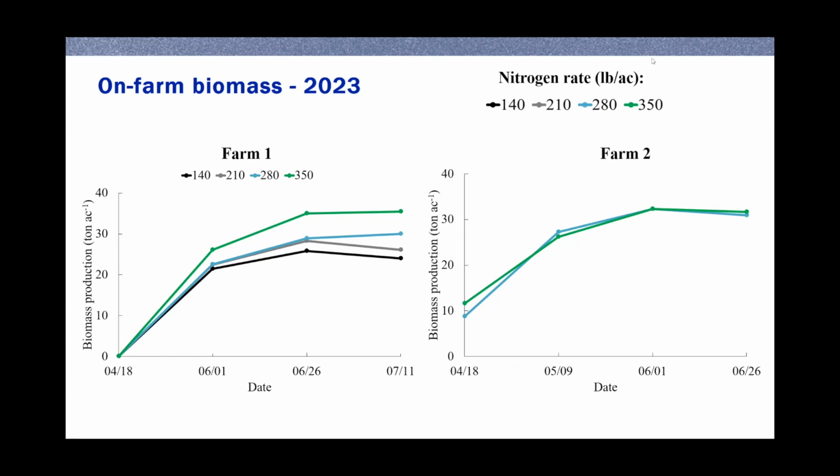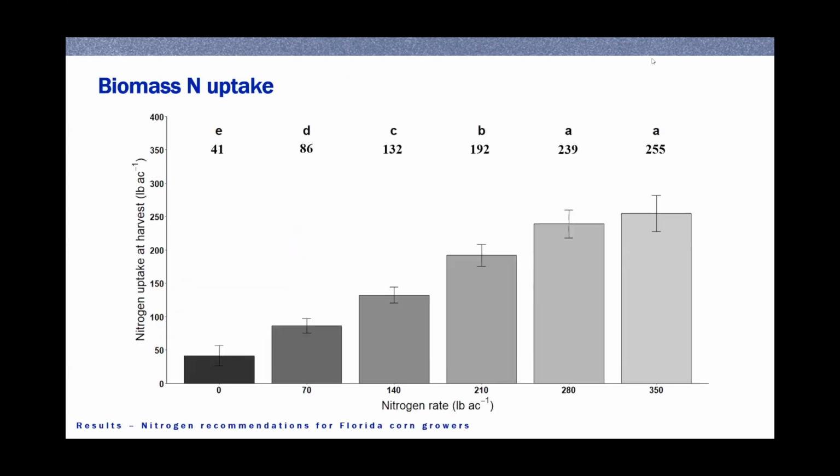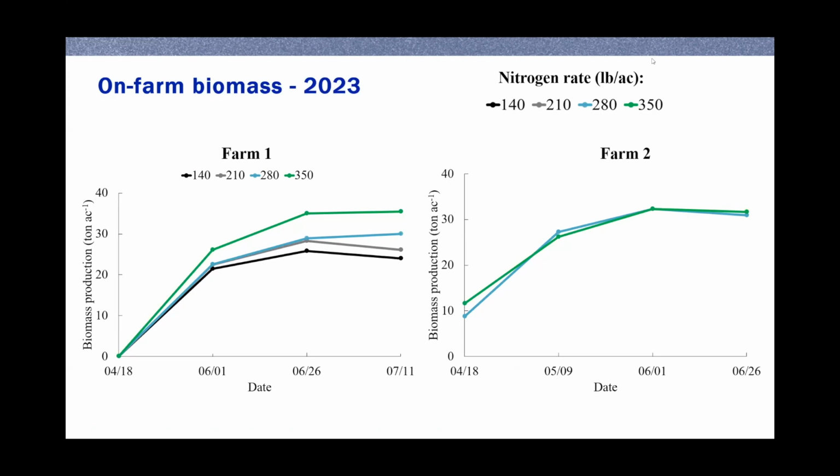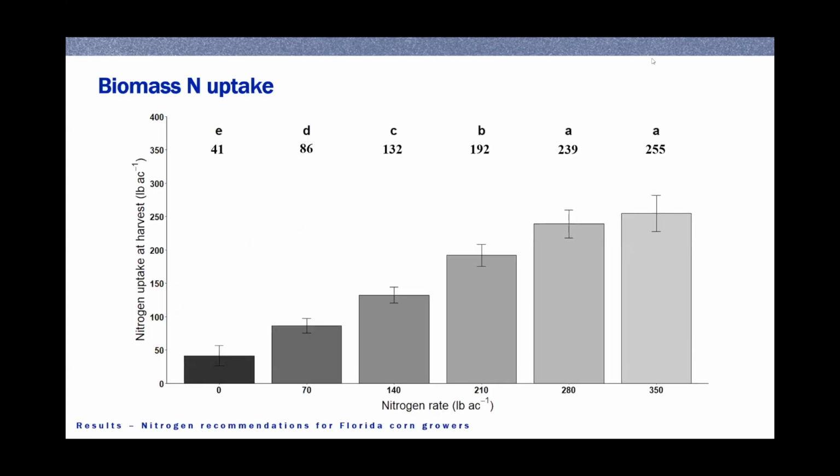On farm 1, the number of splits was between 4 to 5. However, on farm 2, the number of splits was more than 10. Biomass uptake was pretty much the same, following farm number 2 in my previous slide. 280 and 350 gave the same biomass, and similar results were observed in a nitrogen rate study at the station.